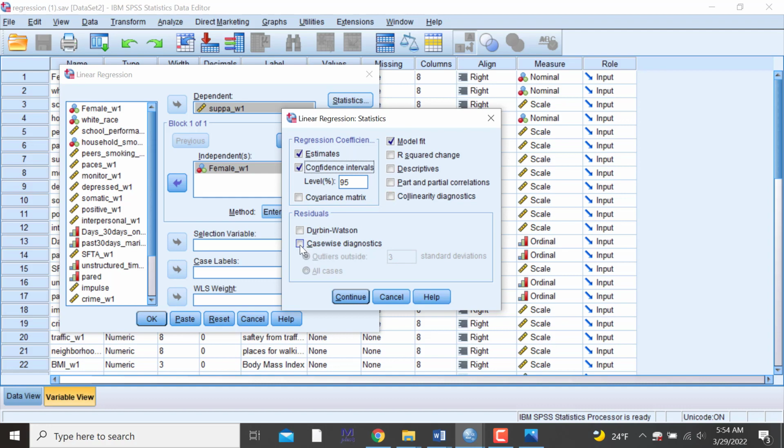I will add this Casewise Diagnostic. This is telling me if there are any weird cases in there. Like, for instance, it could be a data entry error. I look for weird cases.